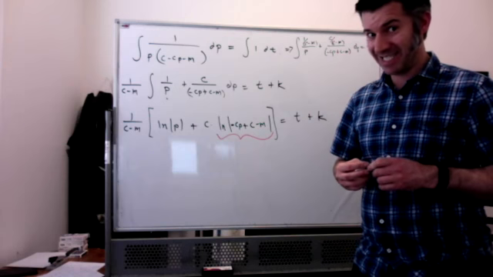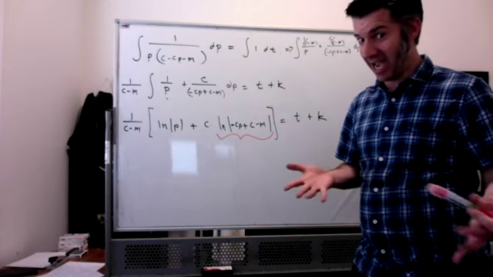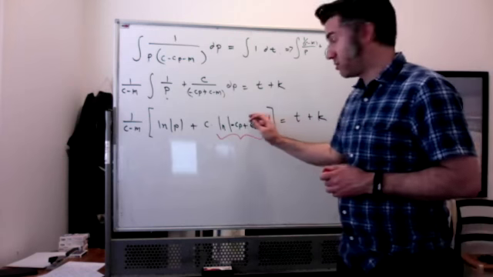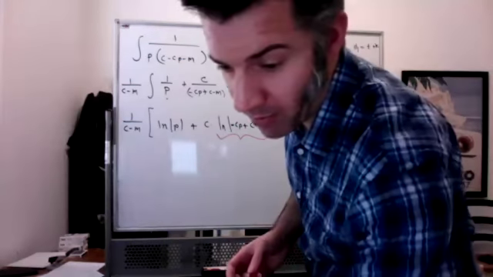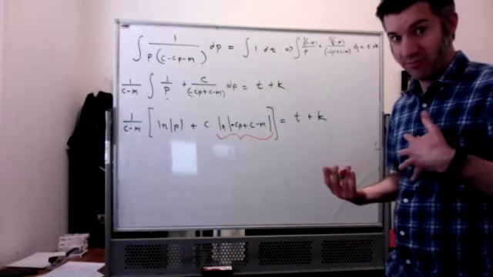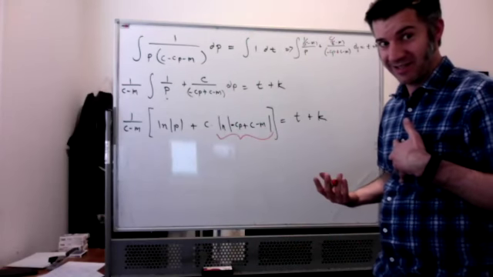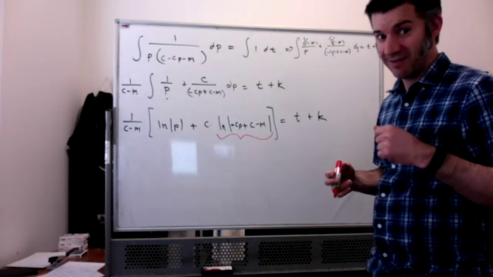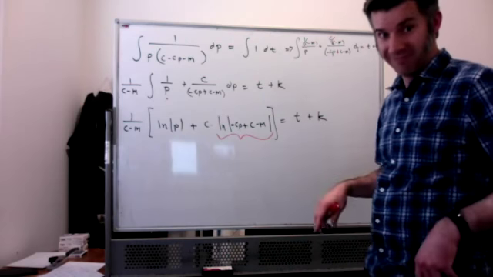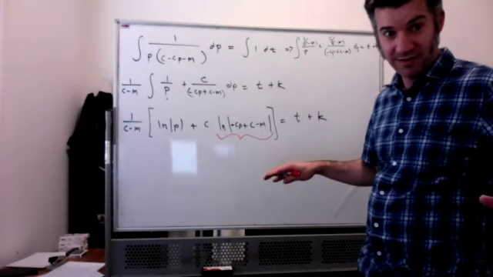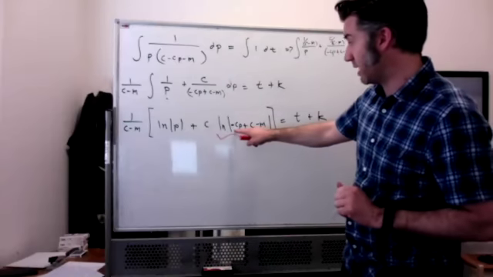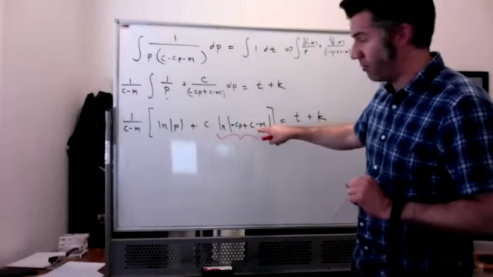Anybody? The derivative of the inside. Sorry, say that one more time. The derivative of the inside. Right. Negative C, okay, because the variable is P, and the derivative is negative C times 1 plus 0 minus 0.